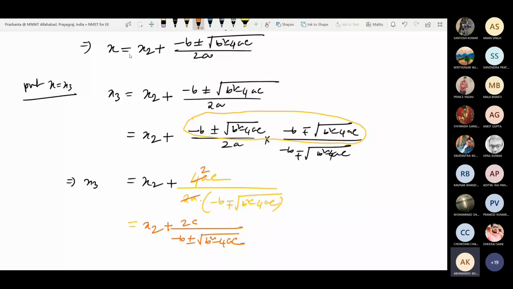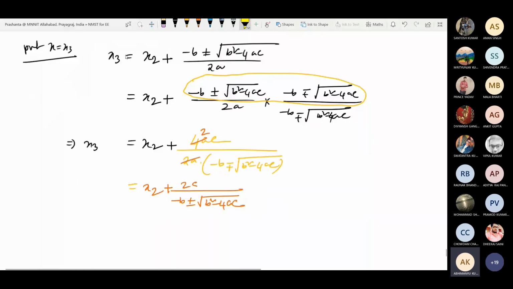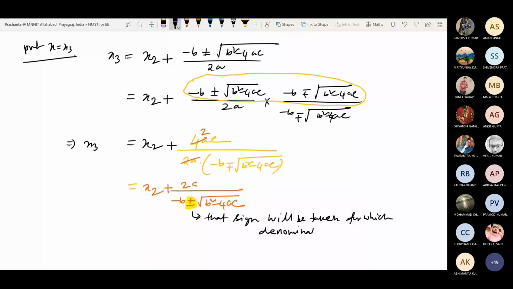Now out of minus and plus, which one should you take? Here you see both minus and plus are there. So that sign will be taken for which the denominator is largest. If for the minus sign the denominator is largest, then the minus sign will be taken. If for the plus sign the denominator is largest, then we'll be taking the plus sign. So that will be the next approximate root.